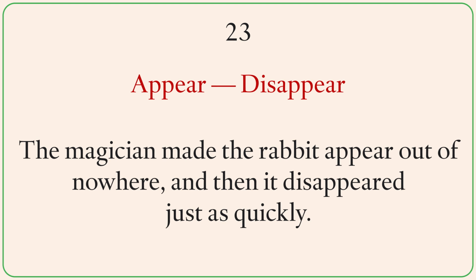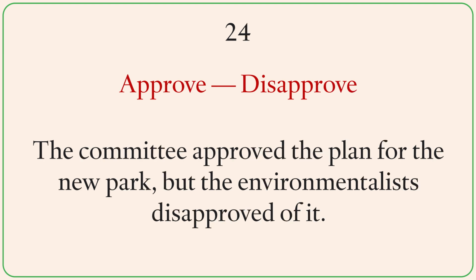Appear. Disappear. The magician made the rabbit appear out of nowhere, and then it disappeared just as quickly. Approve. Disapprove. The committee approved the plan for the new park, but the environmentalists disapproved of it.